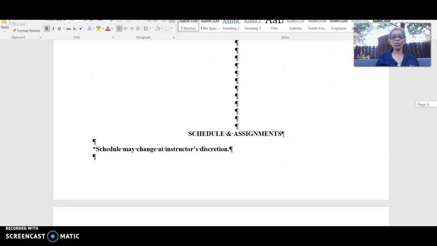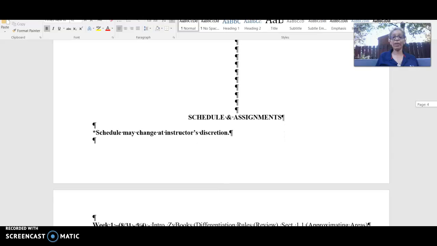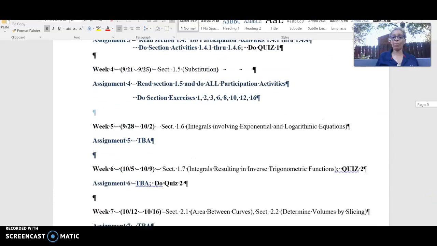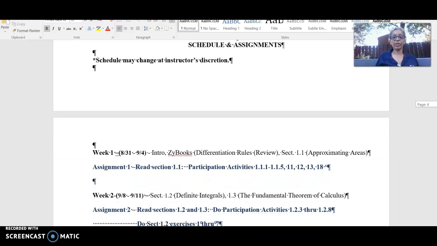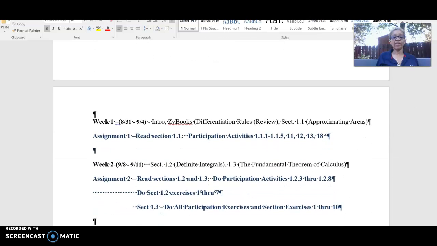Then we have this schedule and assignments, all right, which could change depending on how our progress goes. All right, but hopefully we'll stick to this idea. So in week 1, as you can see, once you get on Zybooks, you look at the introduction to Zybooks and some differentiation rules, which I should have a post online, but we'll talk about that. Section 1.1 and so on.